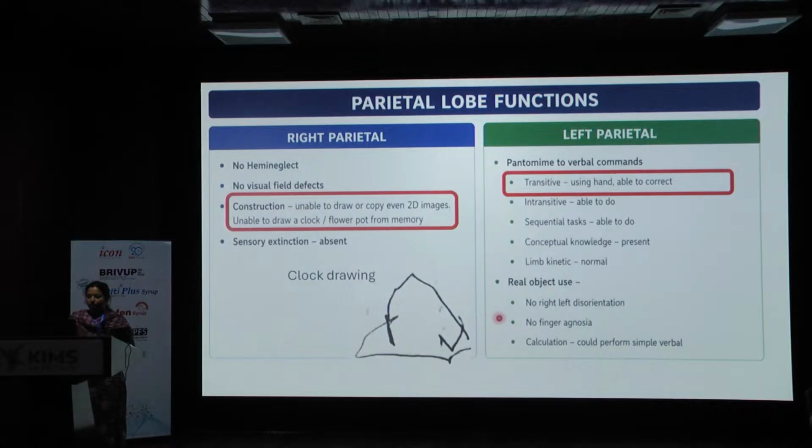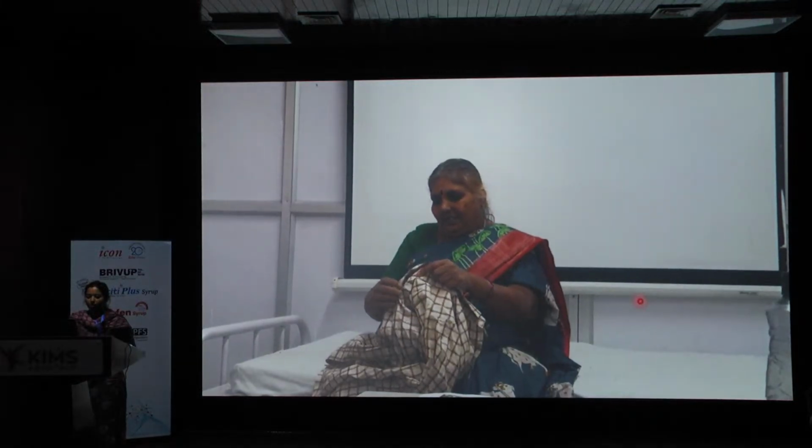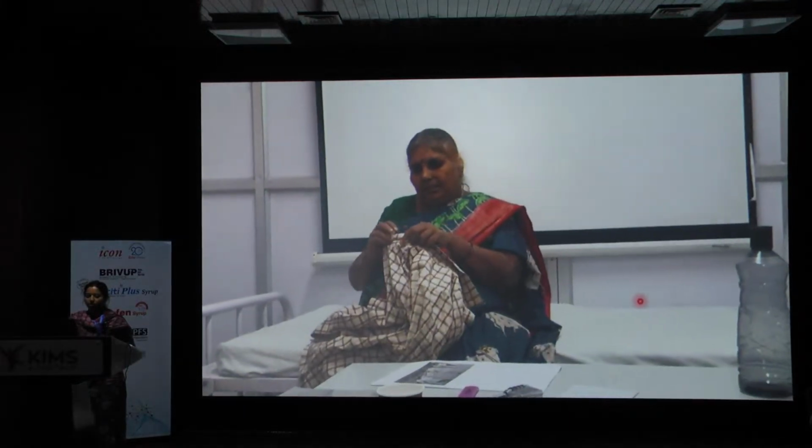In the left parietal, it was grossly normal except that when asked to pantomime transitive movements, she was using her hand initially, but she was able to correct herself. And there was also dressing apraxia. A few quick videos I'll show you. This is how she was wearing her shirt.